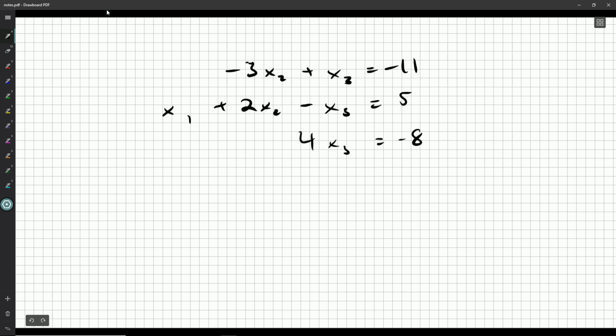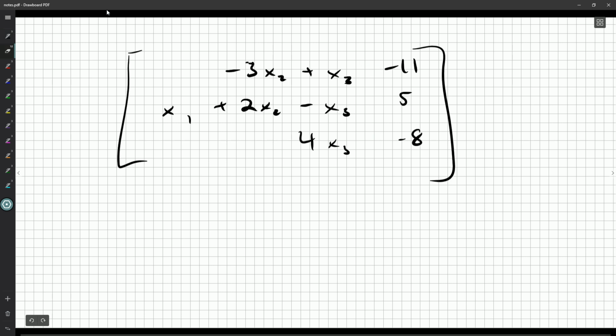Okay, so there we go. We've got our system here. Now what do we do? Well, I usually start with the easy things. Put some brackets around here, get rid of those equal signs, and replace them with the bar.